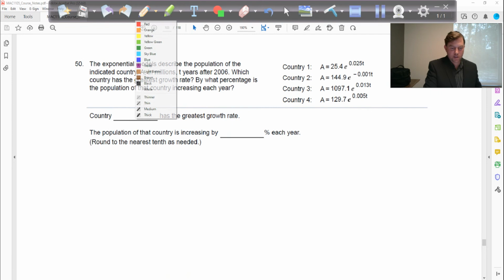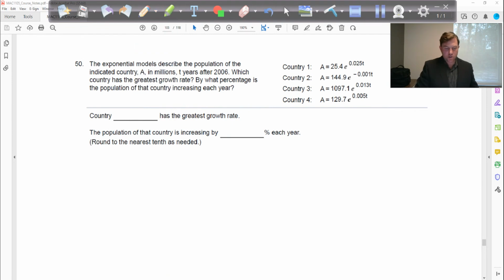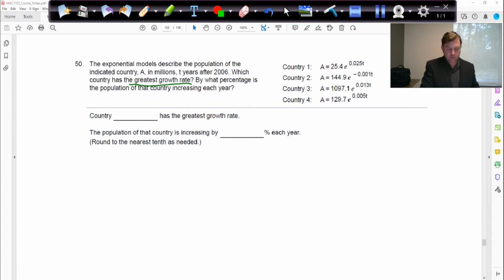Okay, in problem 50, they just want us to identify which country has the greatest growth rate. So if we look at these, the growth rates are these numbers. Now, these are decimal numbers, and we want to write them as percentages to compare their rates as a percentage. So to do that, you just have to jump each of these decimals 2 to the right. So to convert a decimal to a percentage, just jump the decimal 2 to the right, and we'll add a percent sign. So this first one would be 2.5%.